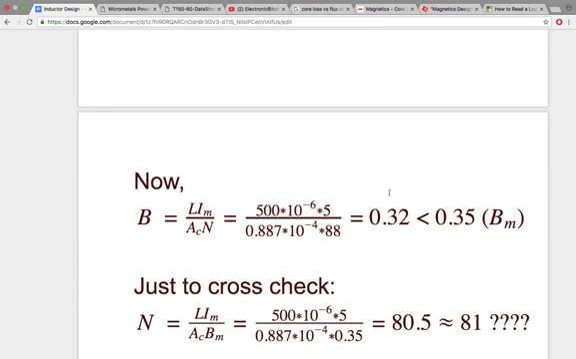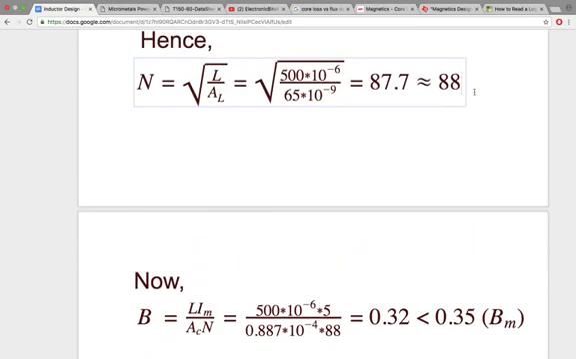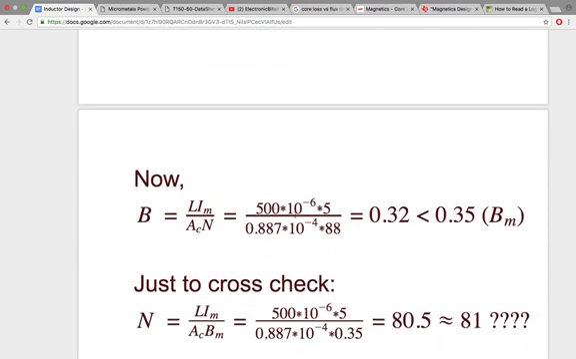So B we are computing from the number of turns we have got from there. Inductance value, current, and AC, all these things are the same. We have got 0.32, which is definitely less than 0.35. So hence our B less than BM constraint is being justified.